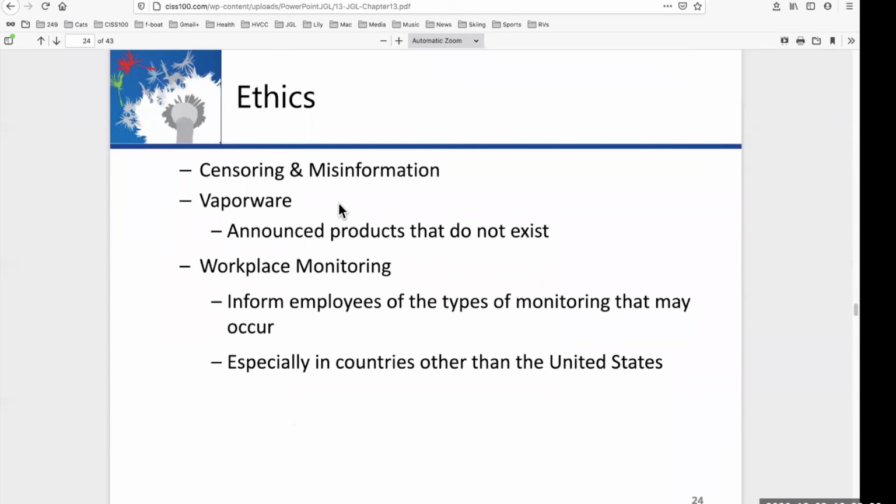Censoring and misinformation, well, we're living through it right now. Workplace monitoring, even this has evolved. Again, we've pushed everyone into this online environment. And employers have permission, it's recognized, to monitor and evaluate their employees. So it's kind of different though when they're at home. So we'll have to watch what occurs here.